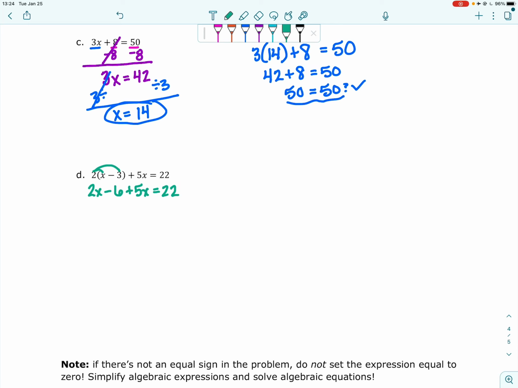So then one thing we haven't done yet is combine like terms. So notice I have a 2x, my variable terms, I have a 2x and a 5x, and then I have a minus 6 and a 22. Notice those two variable terms are on the same side of the equal sign. So I have 2 x's and 5 x's. Think of those like apples. I have 2 apples and 5 apples. So how many apples do I have together? I have 7. And then minus 6 equals 22.